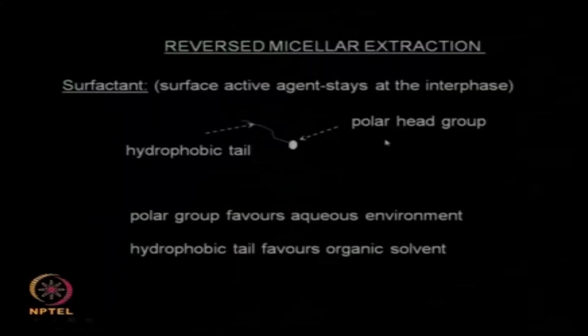Hydrophobic groups prefer the solvent layer, and the hydrophilic or polar groups prefer the water layer. So if you have an organic solvent and water and you put in surfactant, the polar head group will always go towards the water layer, whereas the hydrophobic tail, as we call it because it is a long chain hydrocarbon, will always go to the organic layer. That is how a surfactant partitions at the interface.